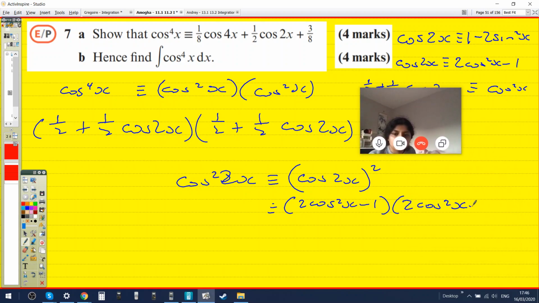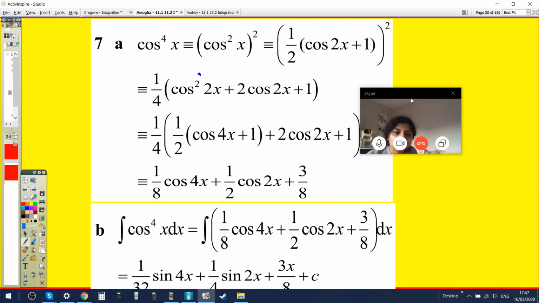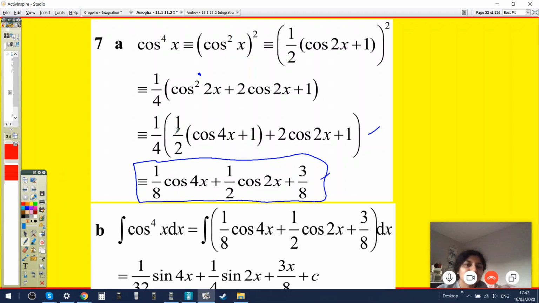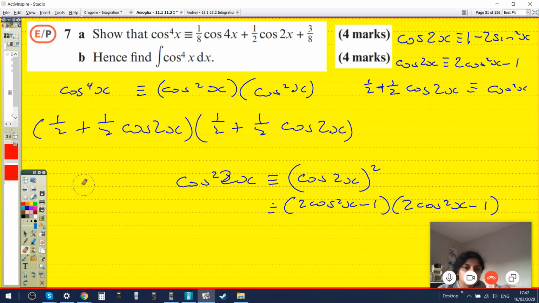So it's just even more expanding. Oh my God. How is this only 4 marks? This is such a hard question. I think they just used their own little algebra magic and said that's the final thing. They give you this in the question. Yeah, but that's not helpful. Once you convert cos squared 2x into that, you get no marks for expanding the whole thing. So it's just lots and lots of expanding brackets.